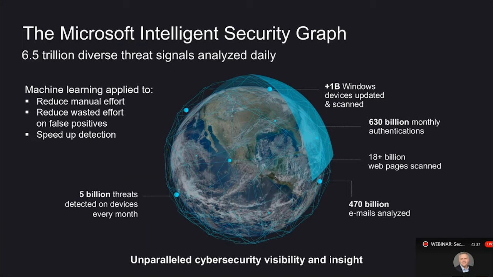So Microsoft sees about 6.5 trillion threat signals a day. Those are things that could be just a user logging on, known workstation, known account, the user doesn't have any problems, or that could be somebody trying to hack an Xbox or somebody installing a virus onto Windows. And they use that information, over 1 billion different devices that are scanning and sending telemetry, and 630 billion different authentications every month, as well as all the emails and websites and other information that they have available.